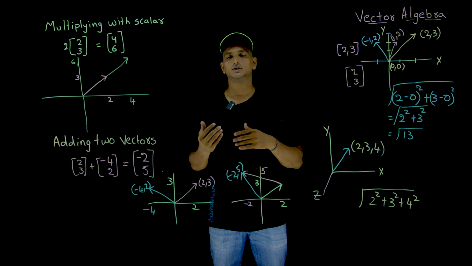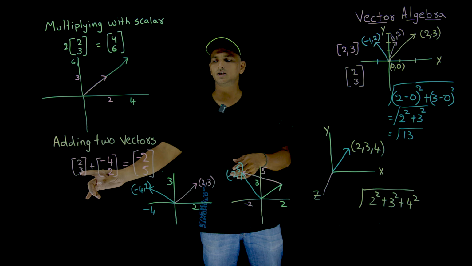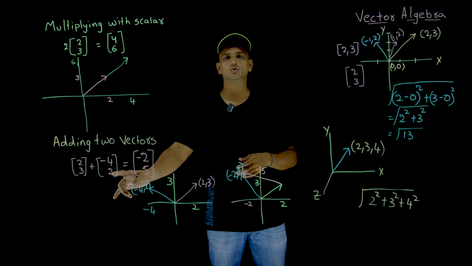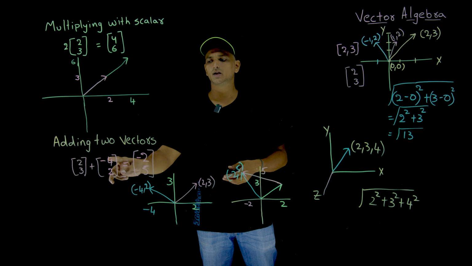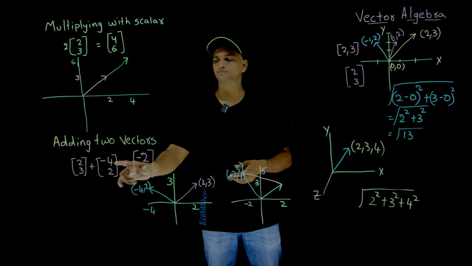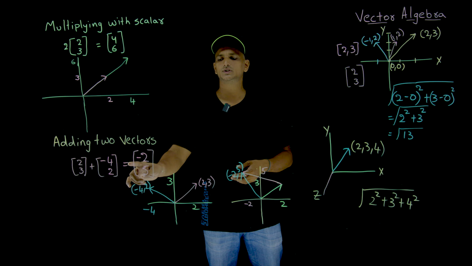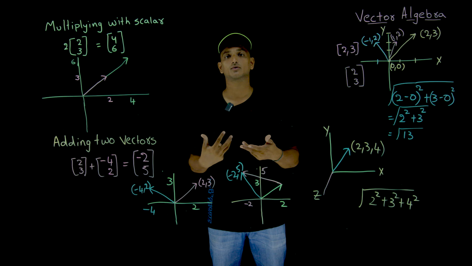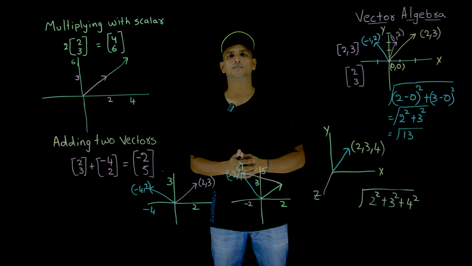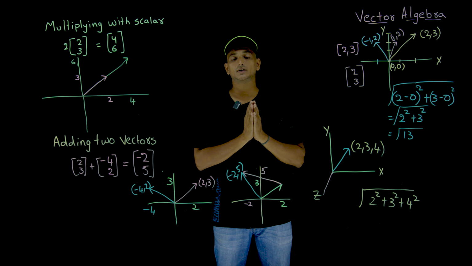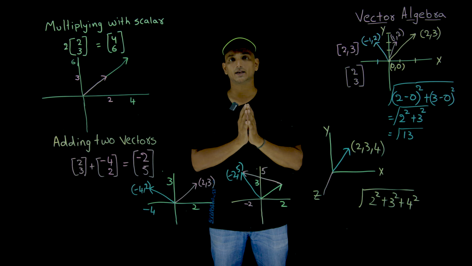Similarly, adding two vectors, this is the concept. So (2, 3) is a vector and (-4, 2) is a vector. If you want to add these two vectors, 2 plus minus 4 is minus 2. 3 plus 2 is 5. The new vector which we got after adding two vectors is (-2, 5). The graphical representation is very, very important for our next classes.